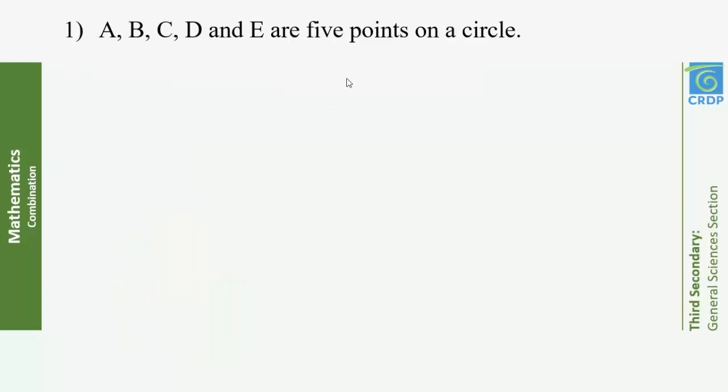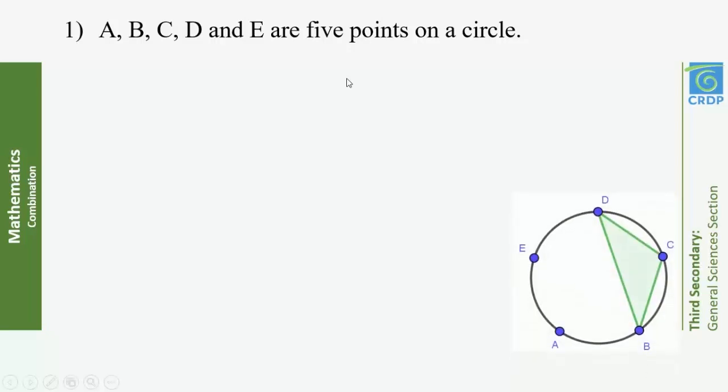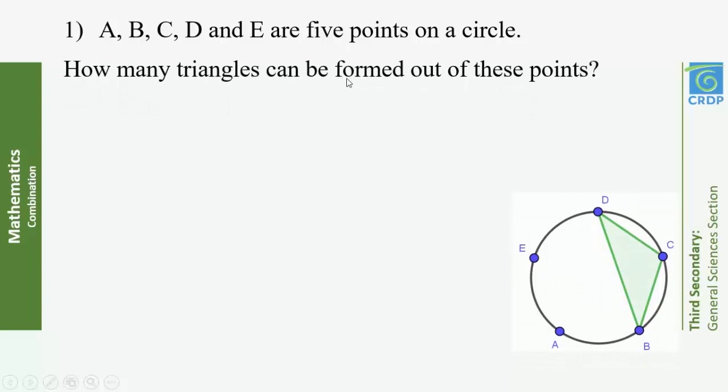Now this is an activity related to the previous activities we solved. A, B, C, D, and E are 5 points on a circle, as shown in the figure. The question is, how many triangles can be formed out of these points? Notice the drawn triangle over here, DCB. This triangle will not change if I name it DBC or CDB as long as I'm naming the same vertices.